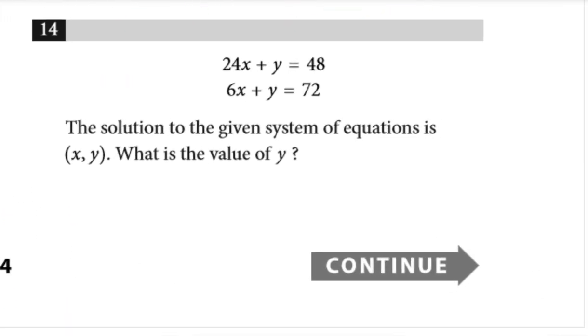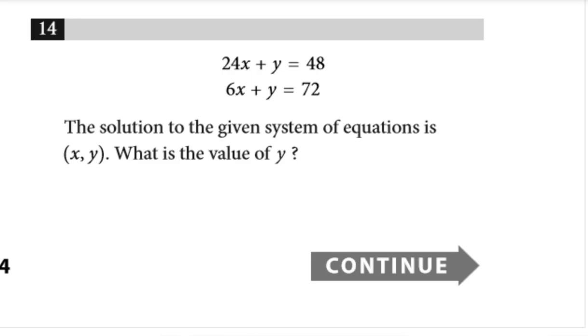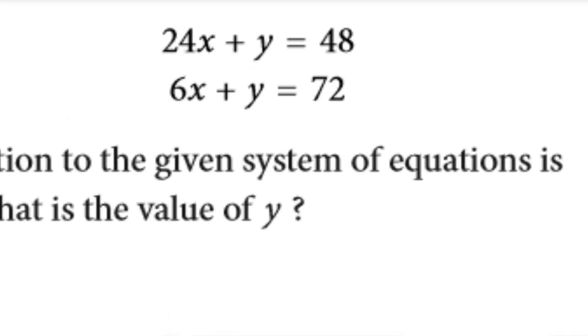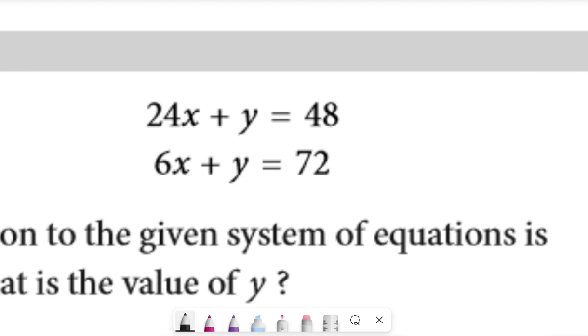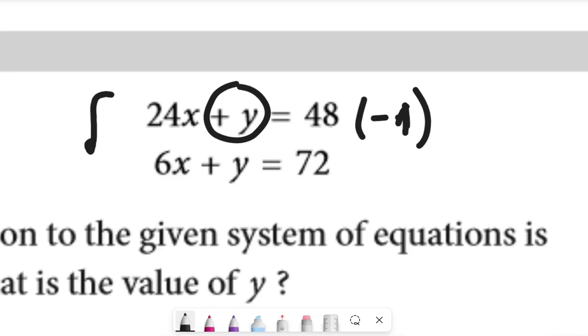Okay, question 14. 24x plus y is equal to 48. 6x plus y is equal to 72. What's the solution of the system of simultaneous equations? Now, the easiest way for this to be done is using elimination, right? What do we mean by that? Let us multiply one of them by negative 1, for example this one. Why do we multiply that by negative 1? Because we want our y to become negative, and then we add them so that we get rid of them.